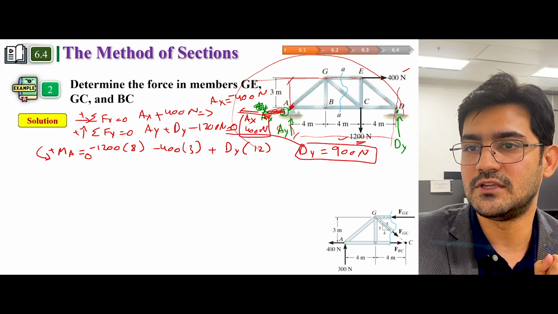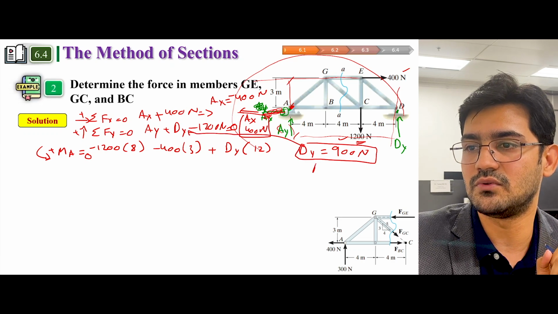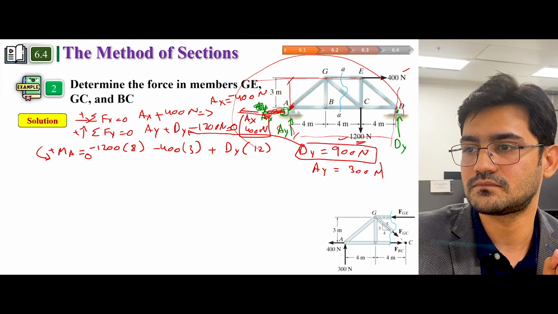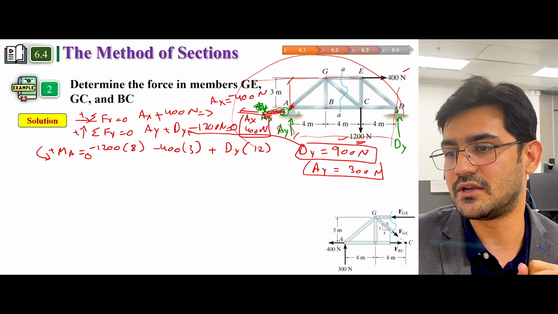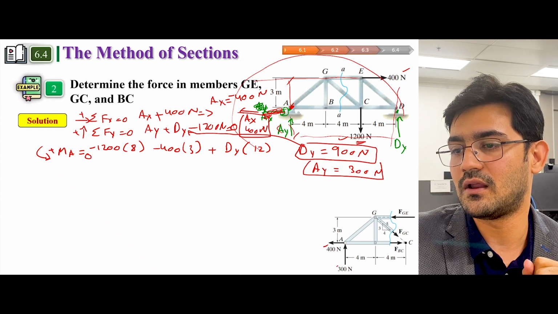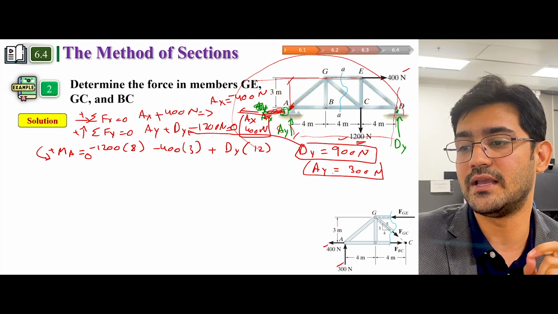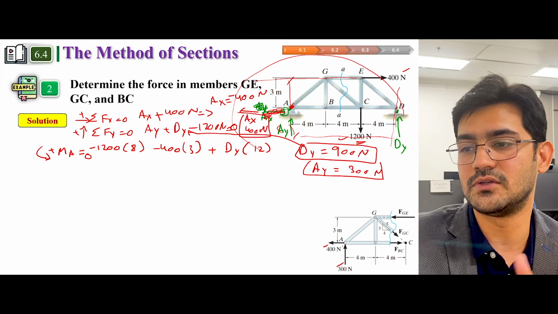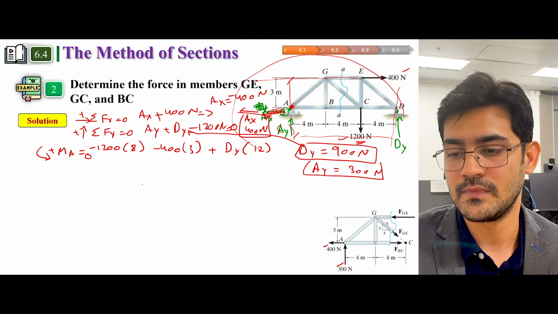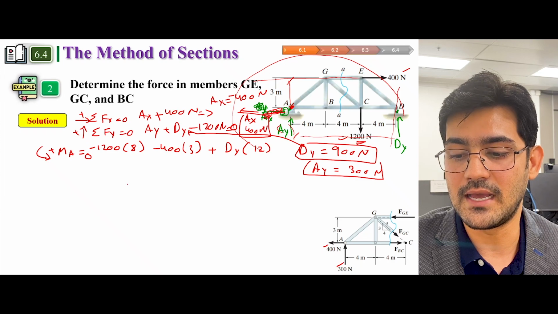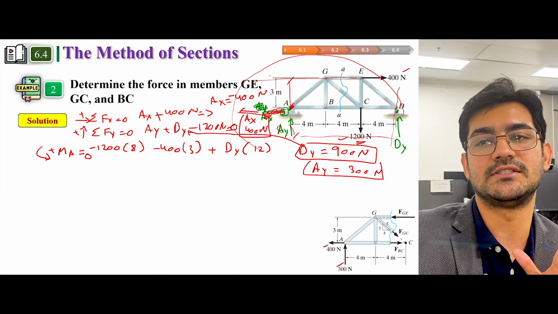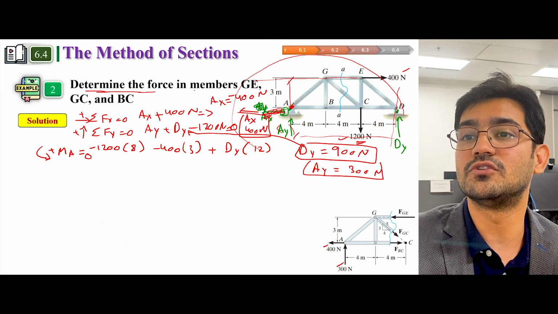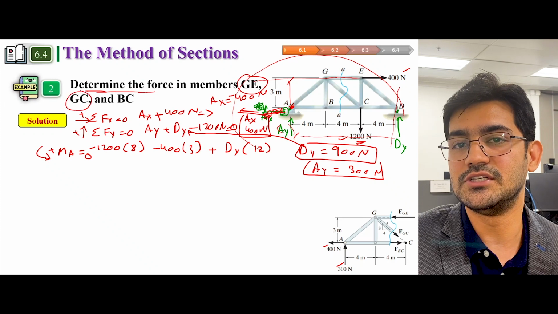If you put this D of y in the earlier equation and solve, you also get A of y, which is 300 Newton. So you have these forces written here: A of y is 300 and A of x is 400, and also the directions, the direction is this way. Now we can apply the method of sections. So what does the method of sections say? And by the way, the question is that we have to determine the force in members GE, GC, and BC.